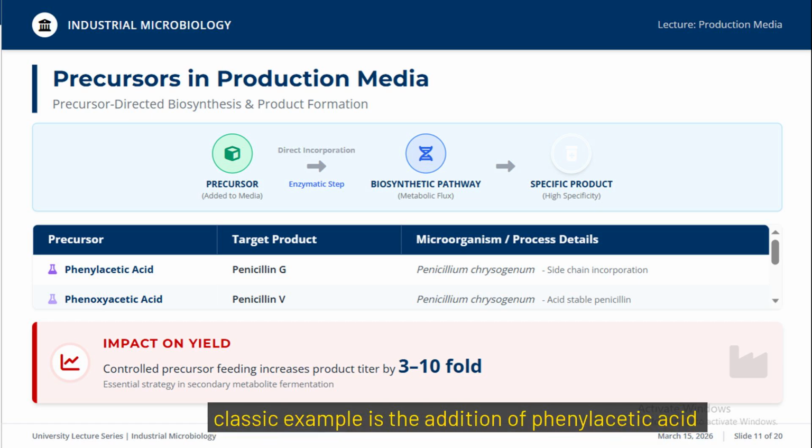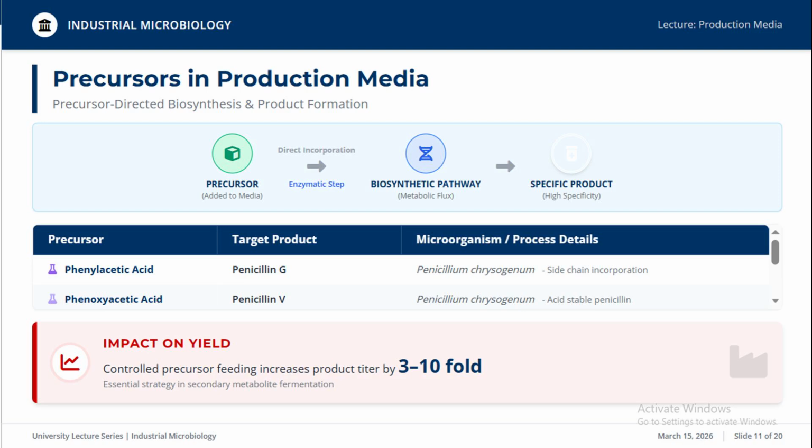A classic example is the addition of phenylacetic acid or phenoxyacetic acid in penicillin production to direct formation of specific penicillin types. Inducers, on the other hand, are compounds that activate synthesis of certain enzymes or metabolites by switching on gene expression. For example, lactose can act as an inducer in some enzyme production systems. In industrial microbiology, the addition of precursors and inducers can significantly increase yield and may even alter product spectrum.